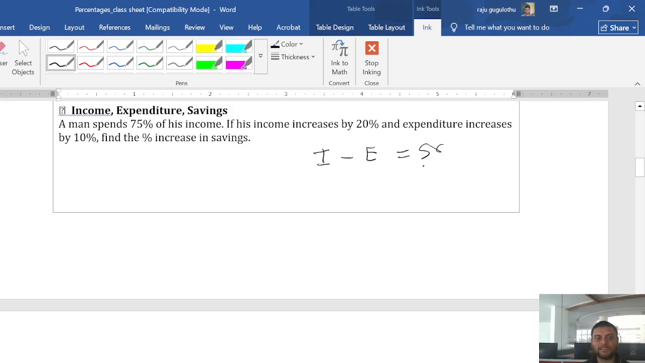Okay, let us answer this question, guys. The question says a man spends 75% of his income, and if his income increases by 20 percent and expenditure increases by 10 percent, then find the percentage increase in his savings. Okay, a man spends 75% of his income. So 75 percent means 75 by 100.